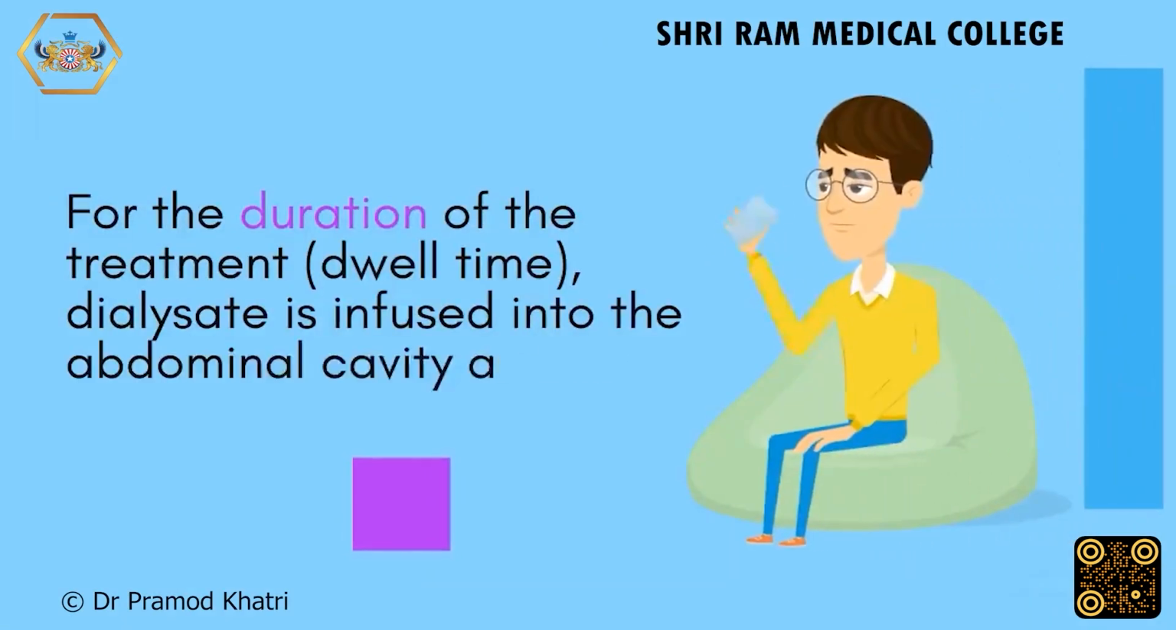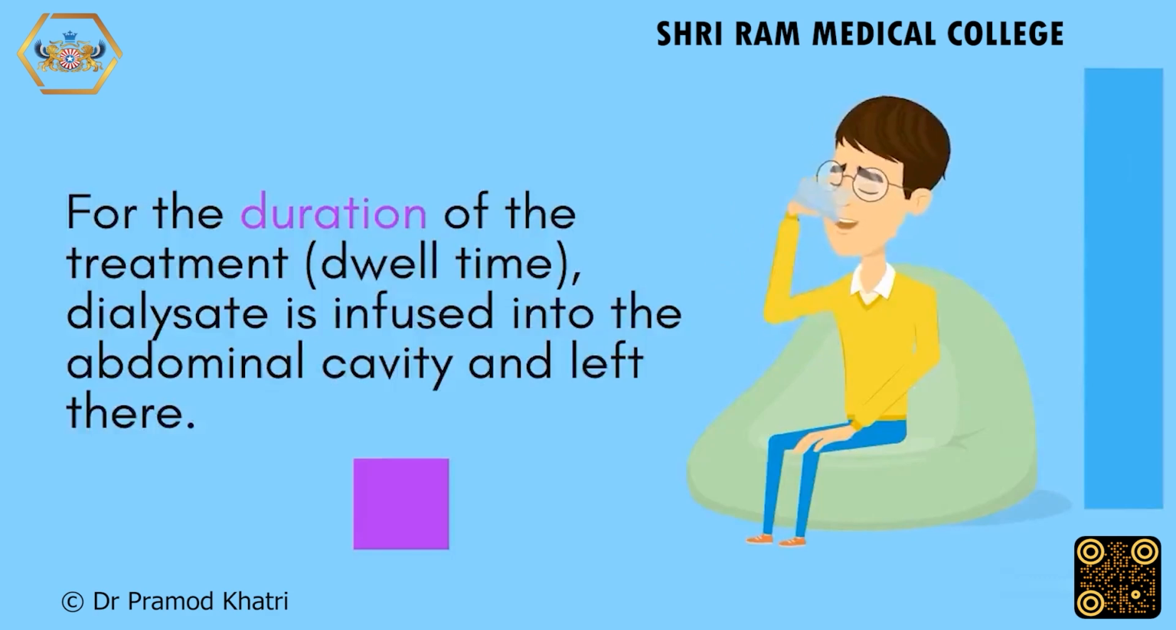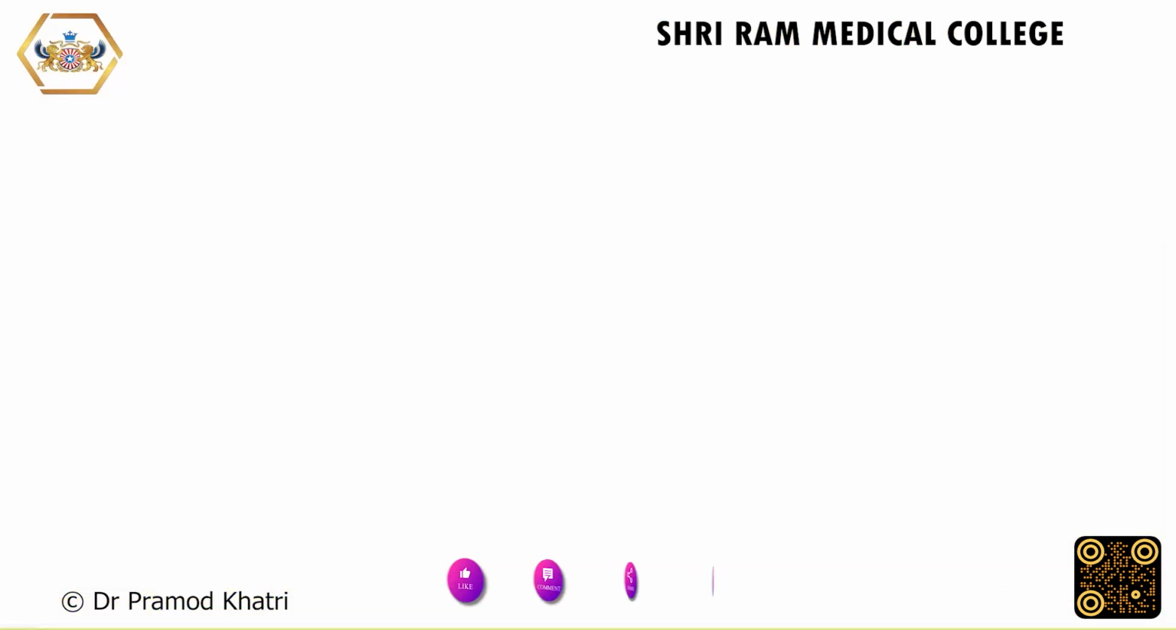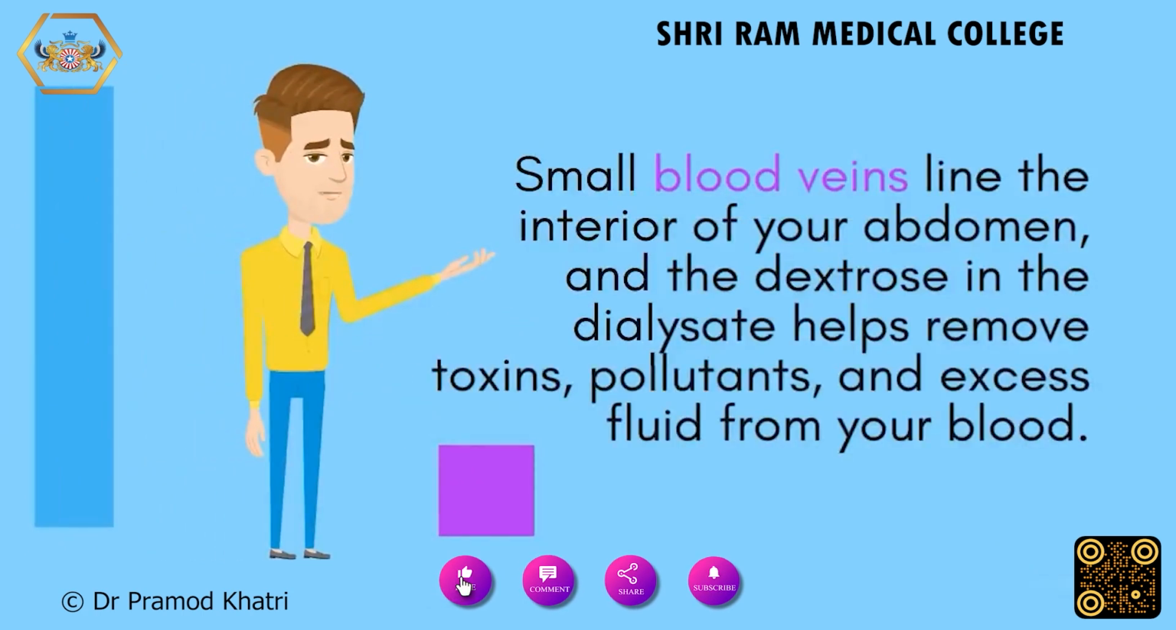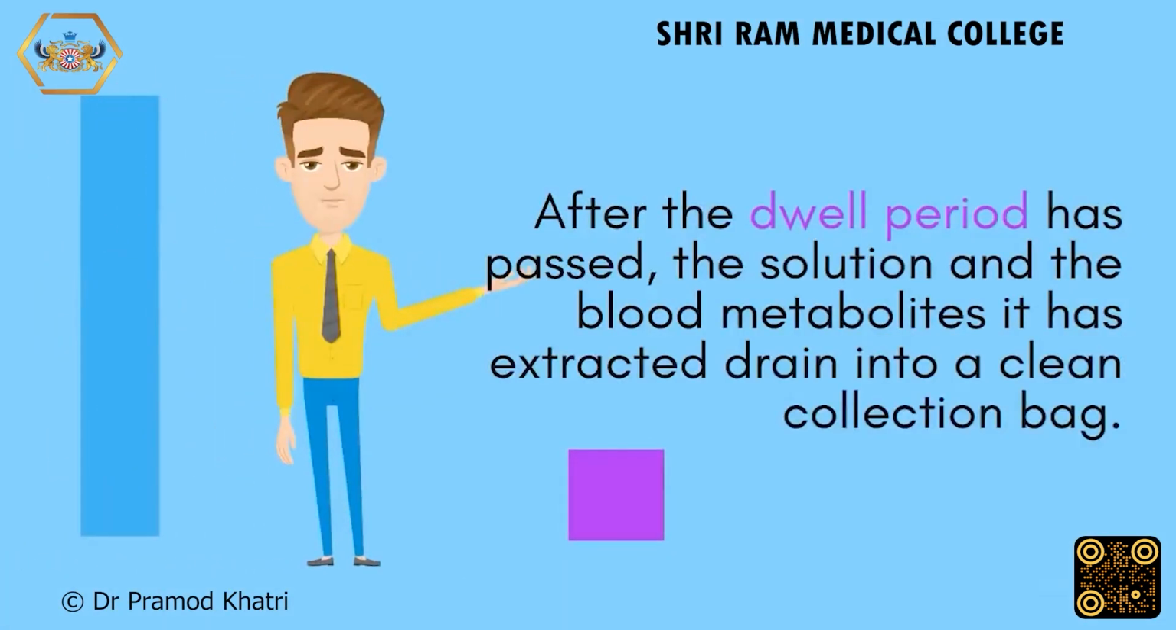For the duration of the treatment, dwell time, dialysate is infused into the abdominal cavity and left there. Small blood veins line the interior of your abdomen, and the dextrose in the dialysate helps remove toxins, pollutants, and excess fluid from your blood. After the dwell period has passed, the solution and the blood metabolites it has extracted drain into a clean collection bag.